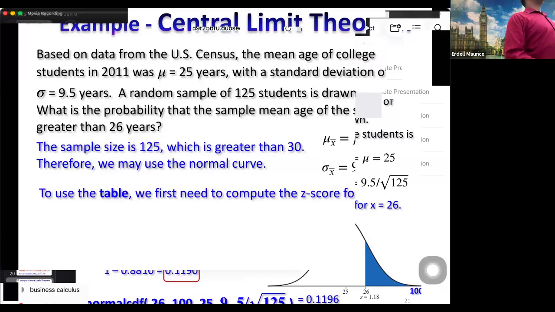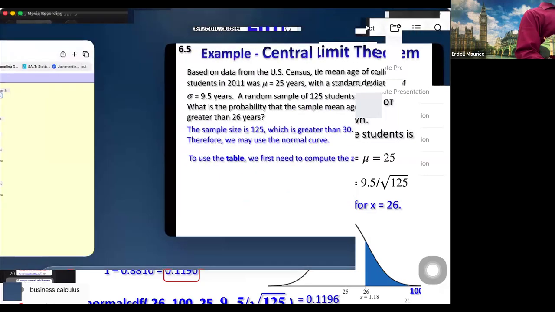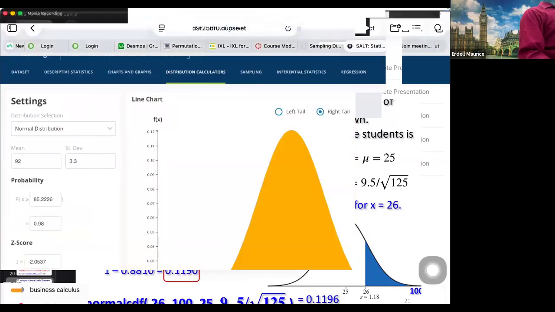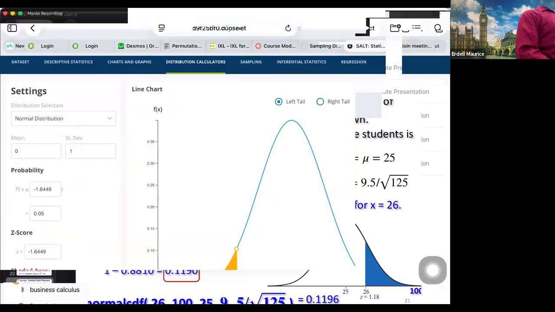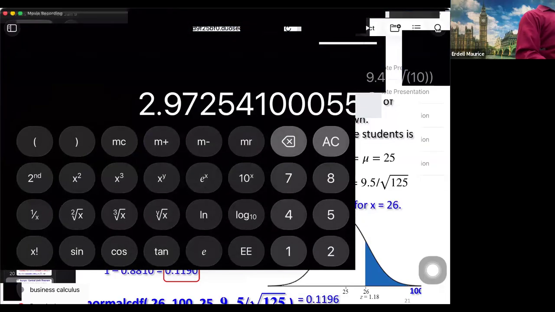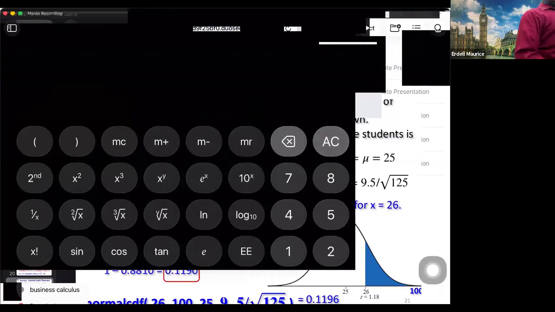All right, let's go ahead and solve this in SALT. So, how do I get to my good friend SALT? Oh, there he is. Hey, he reset for us. Lovely. All right, so first things first, the mean was 25 years of age. The standard deviation, oh, it's not 25. The standard deviation we don't know, so we have to calculate it. We have to go clear. There we go. We have to go 9.5 divided by the square root of 125. Like so.